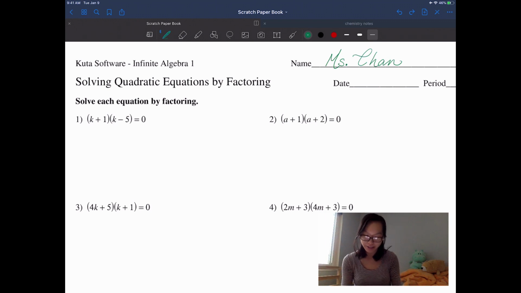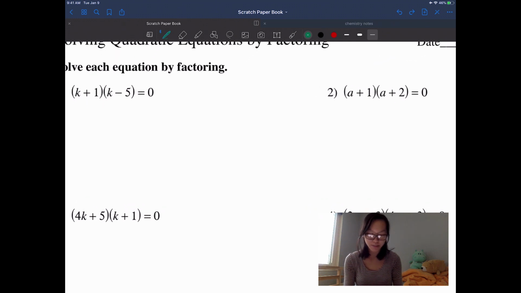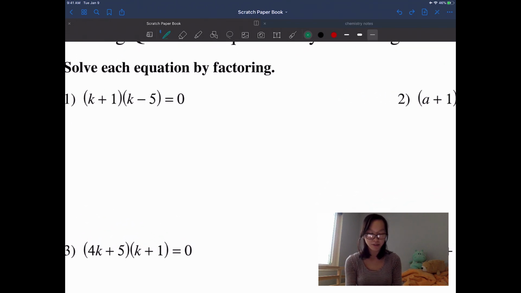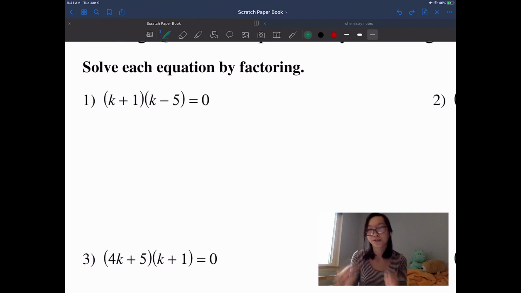I have provided some assignments for my beautiful geometry students. Starting with this worksheet right here, it says solving quadratic equations by factoring. This is super important in Algebra 2 or Advanced Algebra, so I'd love to go over it together.